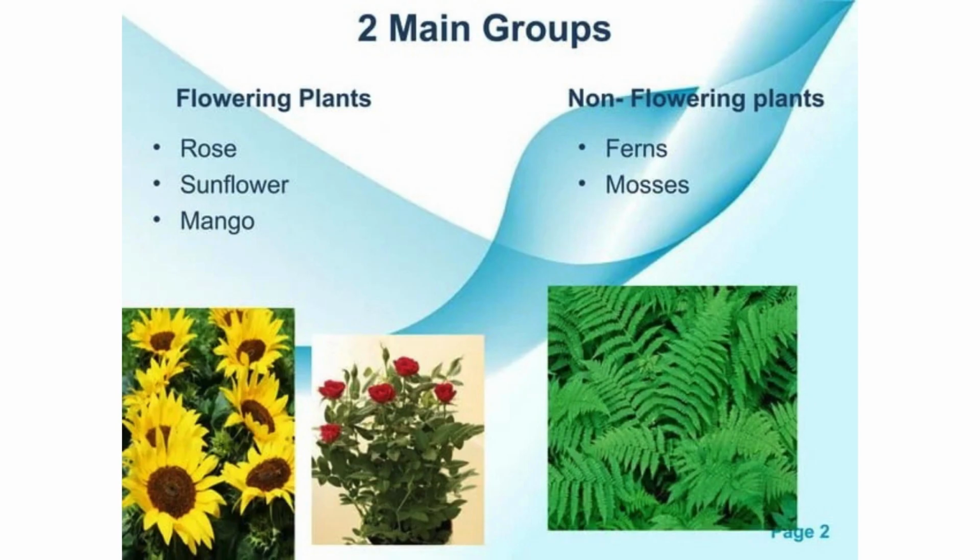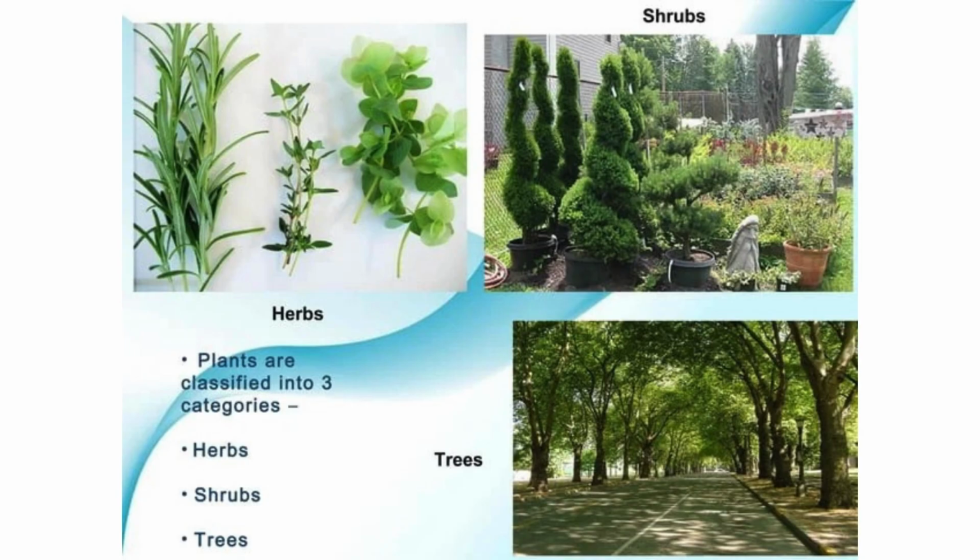The two main groups in which plants are divided are flowering plants and non-flowering plants. Flowering plants contain flowers, for example rose, sunflower, mango, whereas the non-flowering plants do not contain flowers, for example ferns and mosses. Based on heights, plants are divided into three main groups, which are herbs, shrubs, and trees.